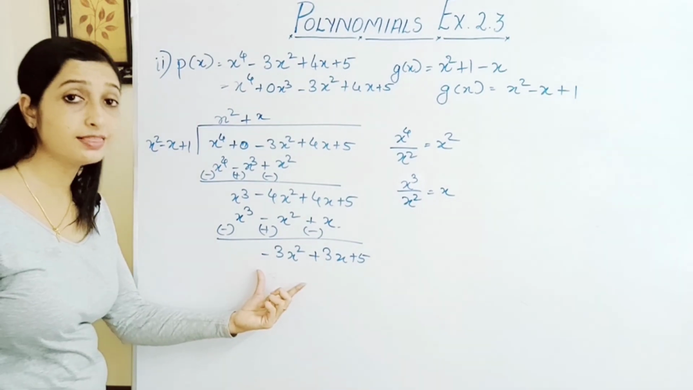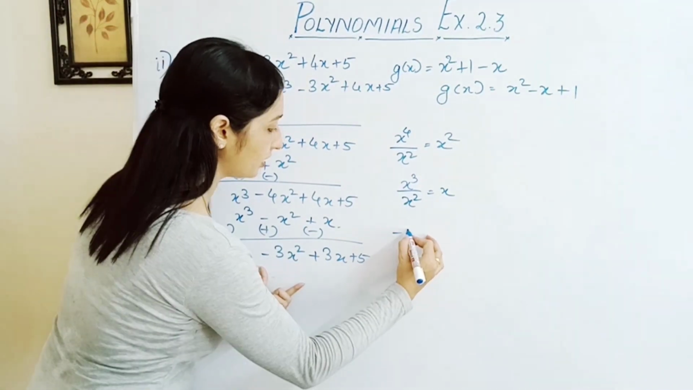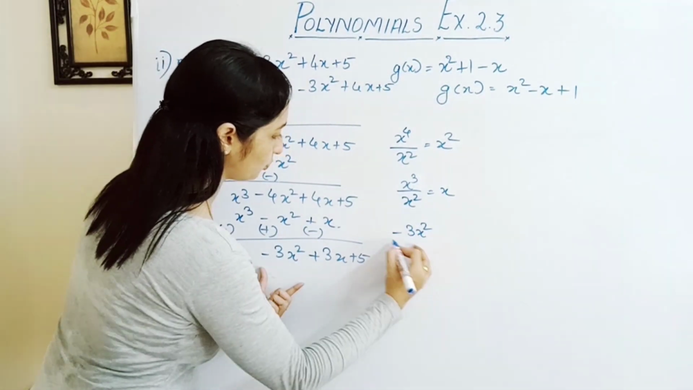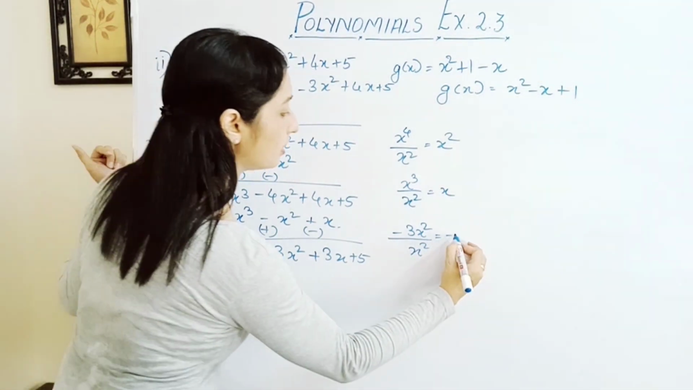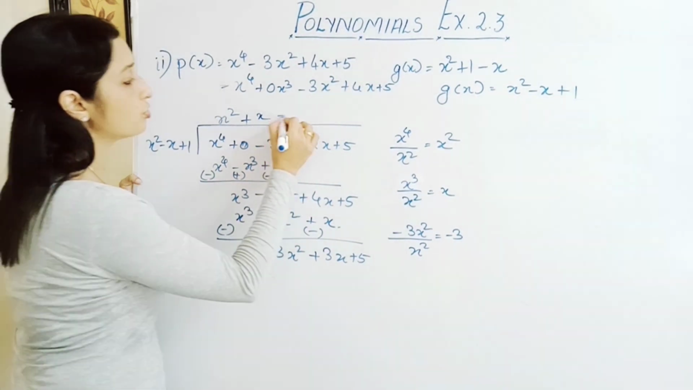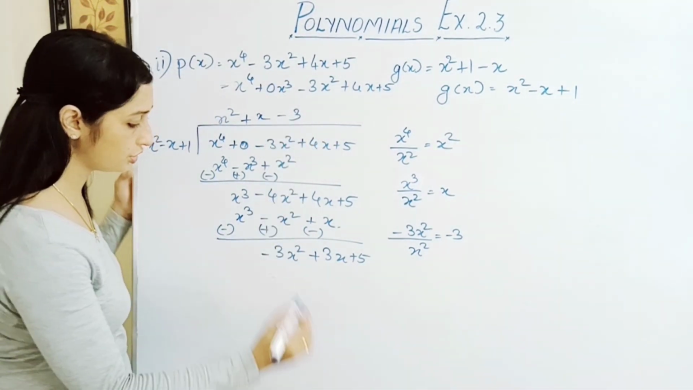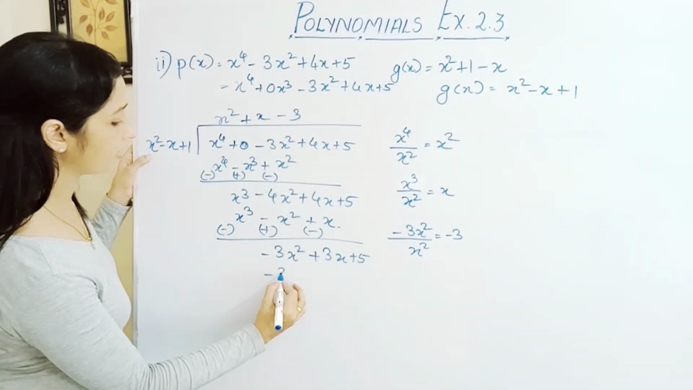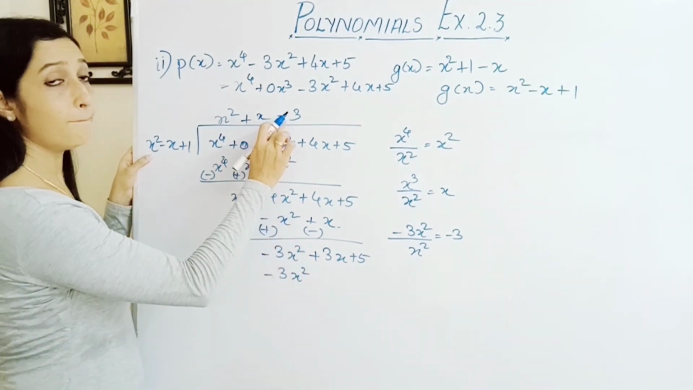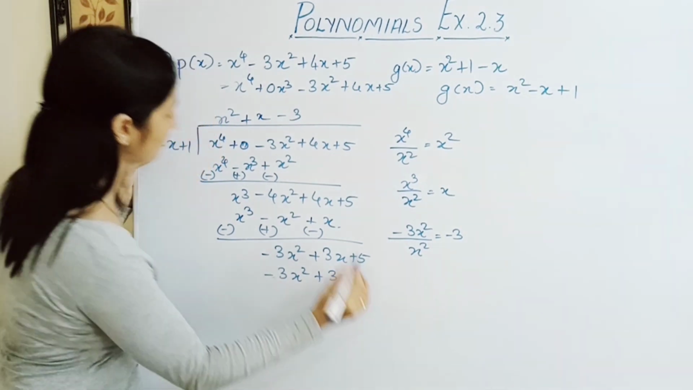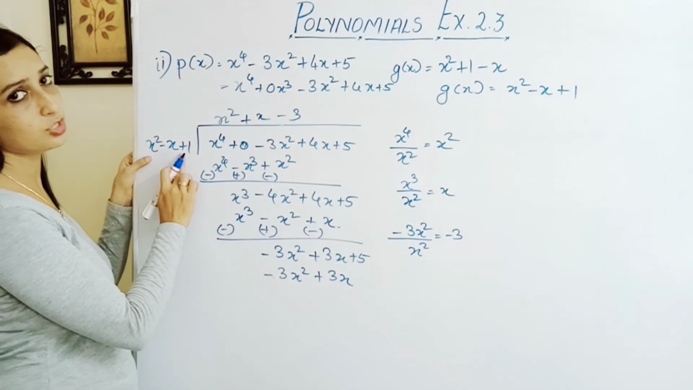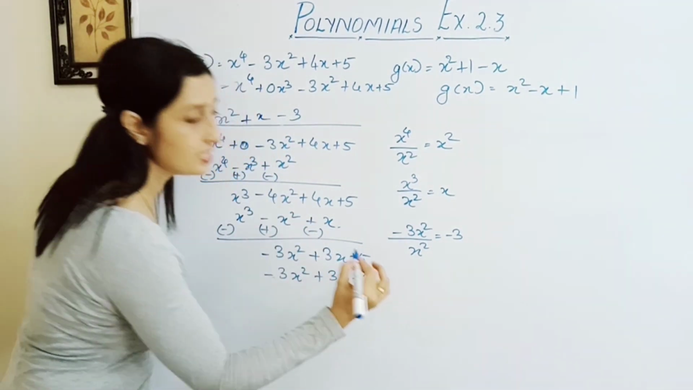Now how do you find the third term of the quotient? By dividing the first term of the remainder, which we have got here, by the first term of the divisor. So the answer is minus 3. So this will become our third term of the quotient. So what do you write here? Minus 3x square; minus 3 into minus x, that will become plus 3x; minus 3 into plus 1, that will become minus 3.